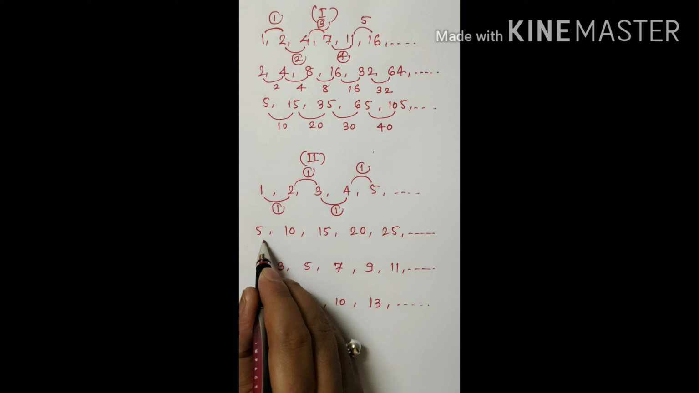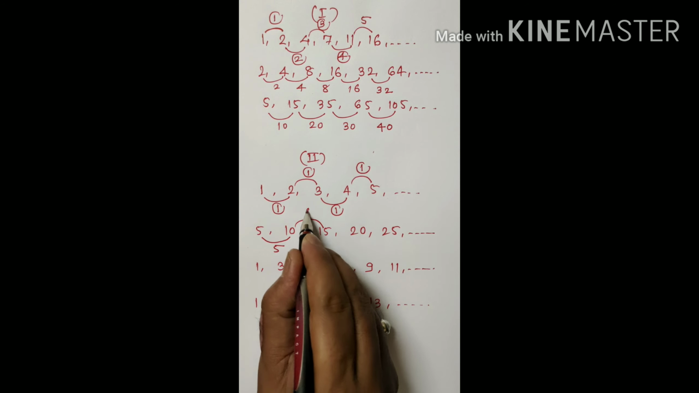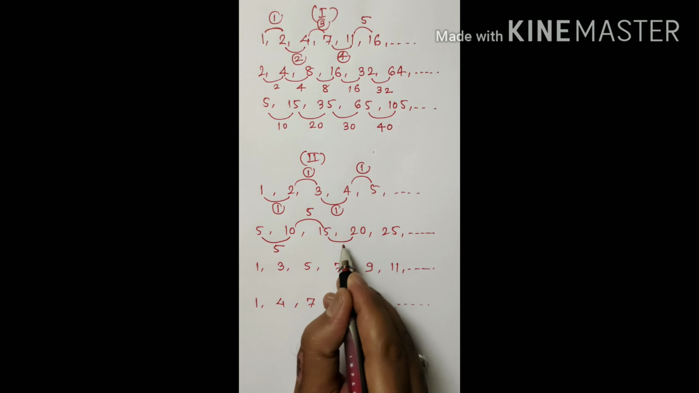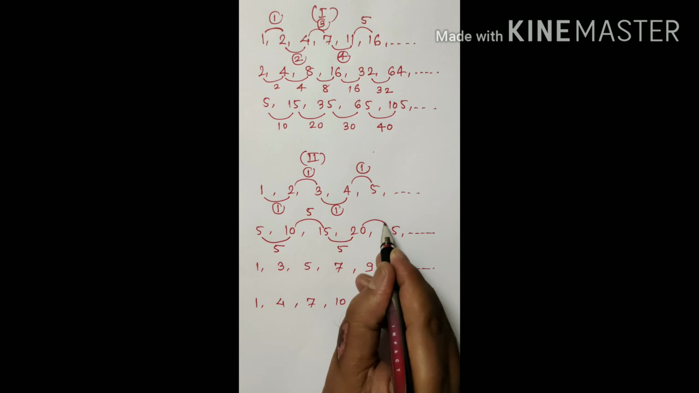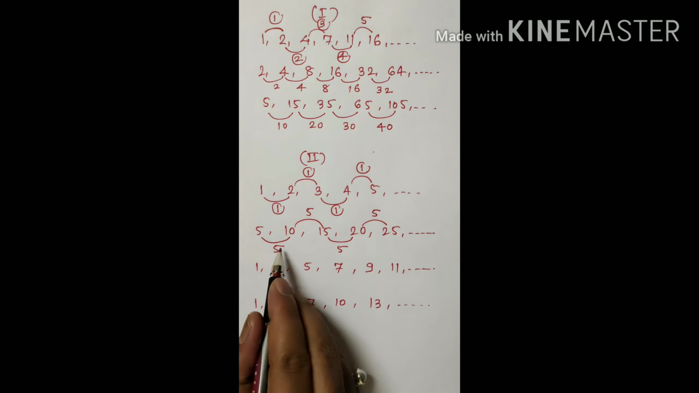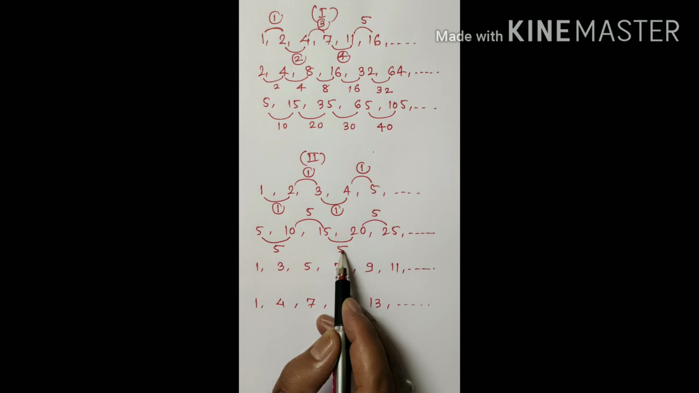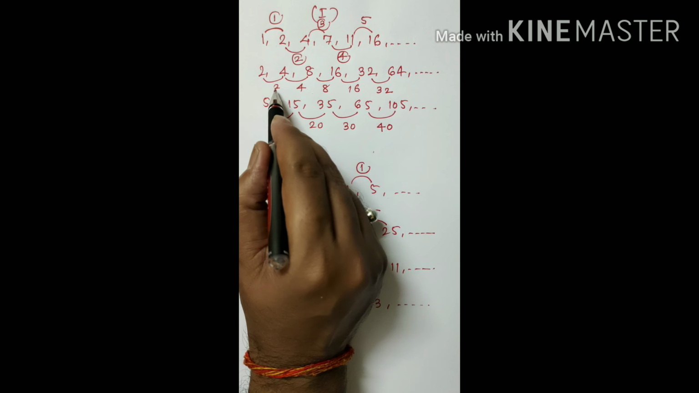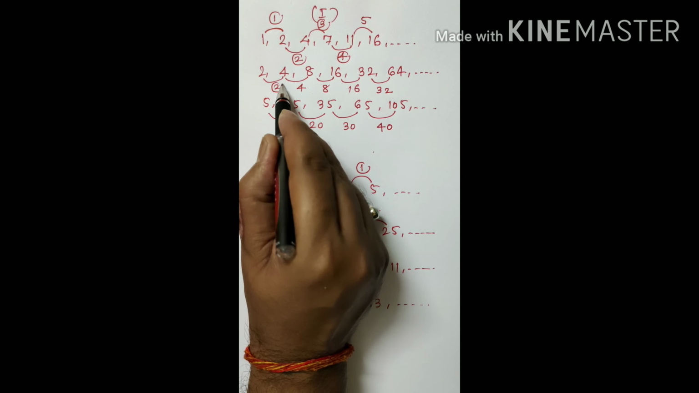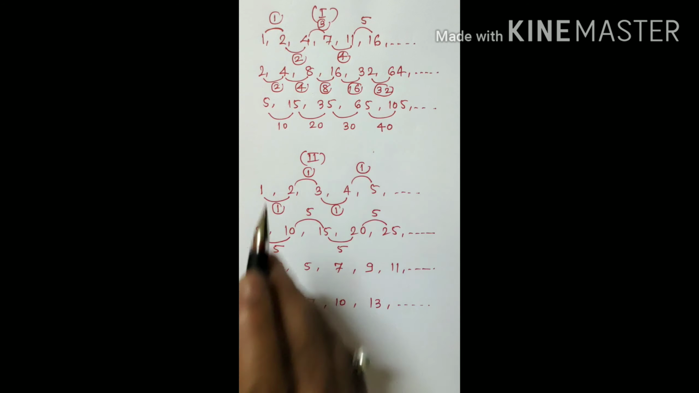Similarly, student, the difference between 5 and 10 is what? 10 minus 5, 5. Here 15 minus 10, 5. 20 minus 15, 5. And 25 minus 20 is what? 5. Again, student, when you observe, the difference between two terms is what? Constant. But in the second case, when you observe, student, here the terms are 2, 4, 8, 16, 32 and so on.